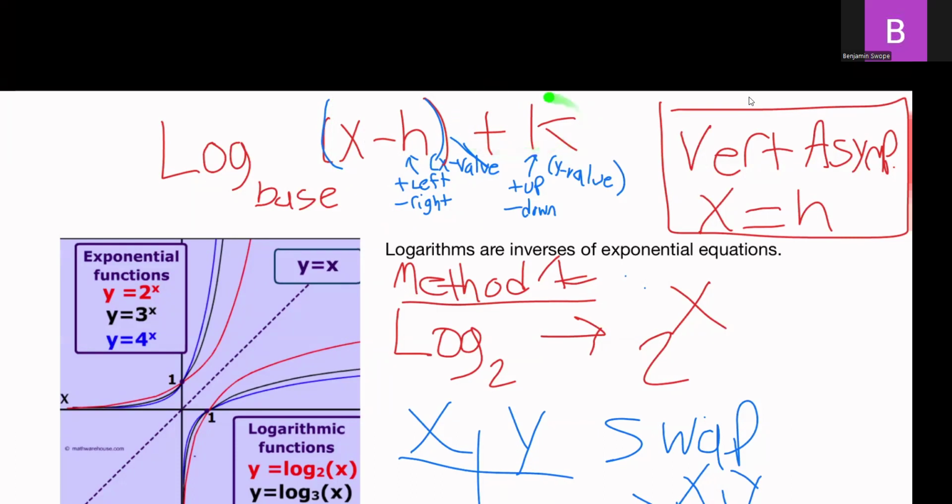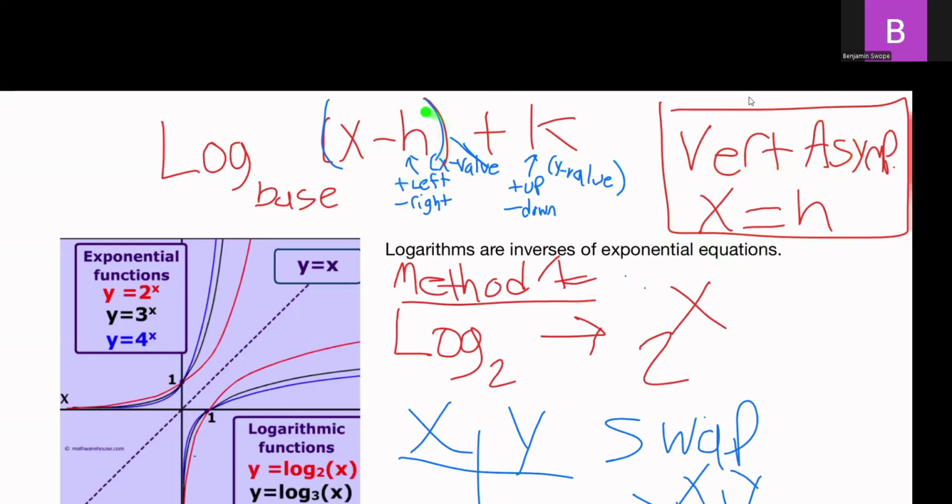Your k is something added or subtracted that is not inside parentheses. It will shift your graph up or down, which affects your y values. Telling the difference between these is important not only to tell which way your graph's going to move, but also to get your vertical asymptote. Logarithms always have vertical asymptotes, so going straight up and down. And it is x equals h.